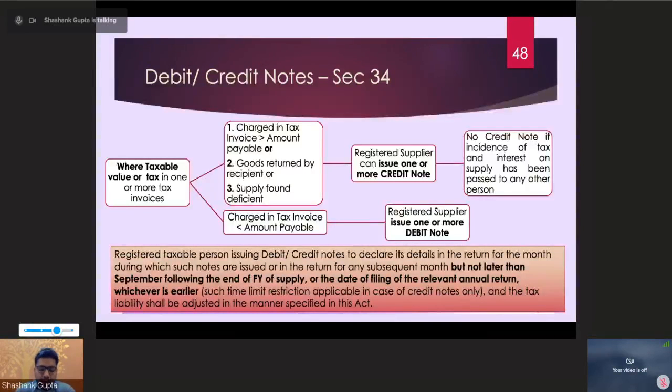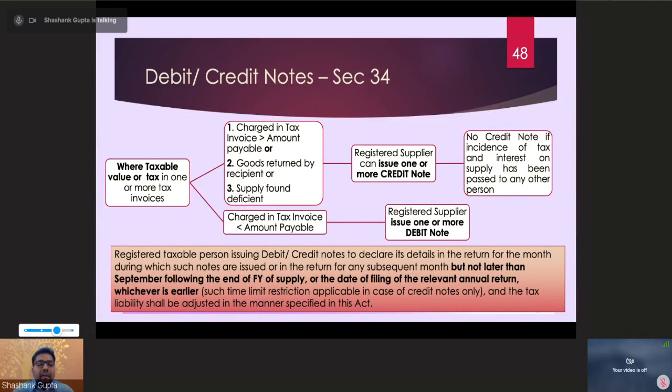But a credit note can only be issued up to the due date of filing of return for the month of September, or the date of filing of the relevant annual return. So for financial year 2021, the last date of issuing the credit note would be October 20.